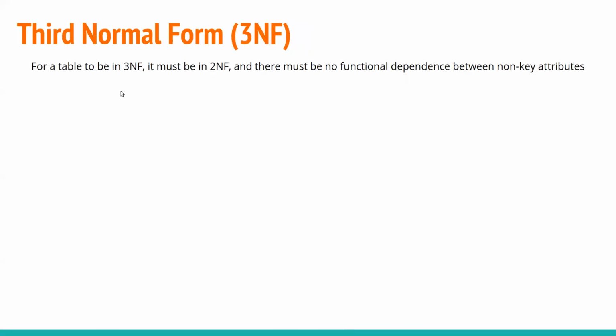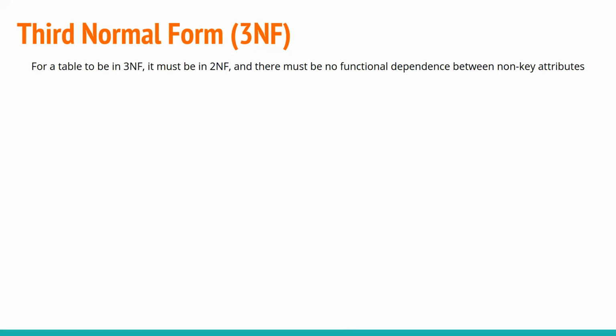So what does that mean? It must be in 2NF. That means all of its non-key columns must be functionally dependent on the entire primary key, and it mustn't contain multiple values in any of its columns. Then it's in 2NF. Exactly. So you see, for it to be in 3NF, it must be in 2NF, which means that it must also be in 1NF. So you can see that it always references the previous one.